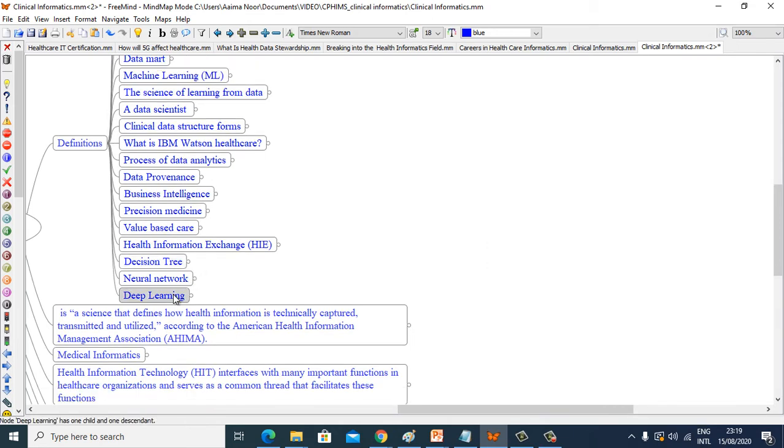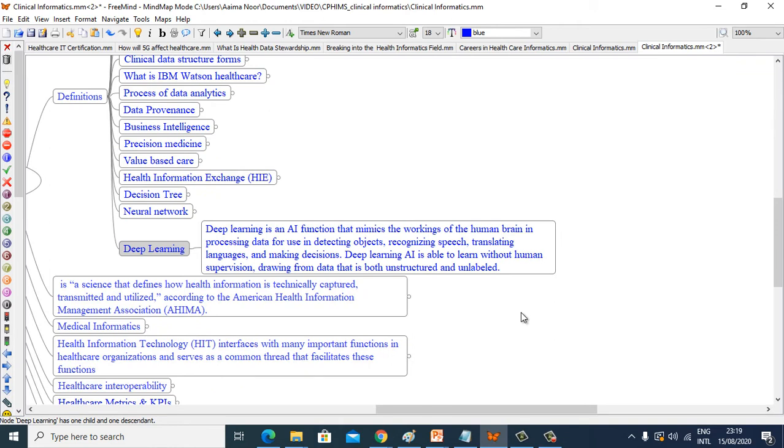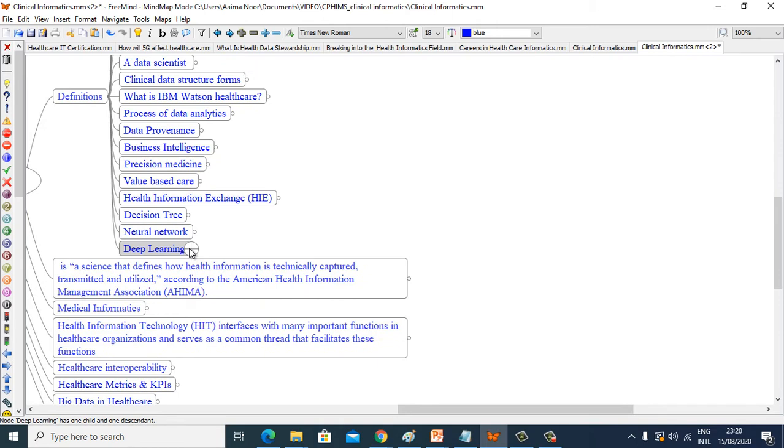Now see what deep learning is. Deep learning is an artificial intelligence function that mimics the workings of the human brain in processing data for use in detecting objects, recognizing speech, translating languages, and making decisions. Deep learning AI is able to learn without human supervision, drawing from data that is both unstructured and unlabeled.